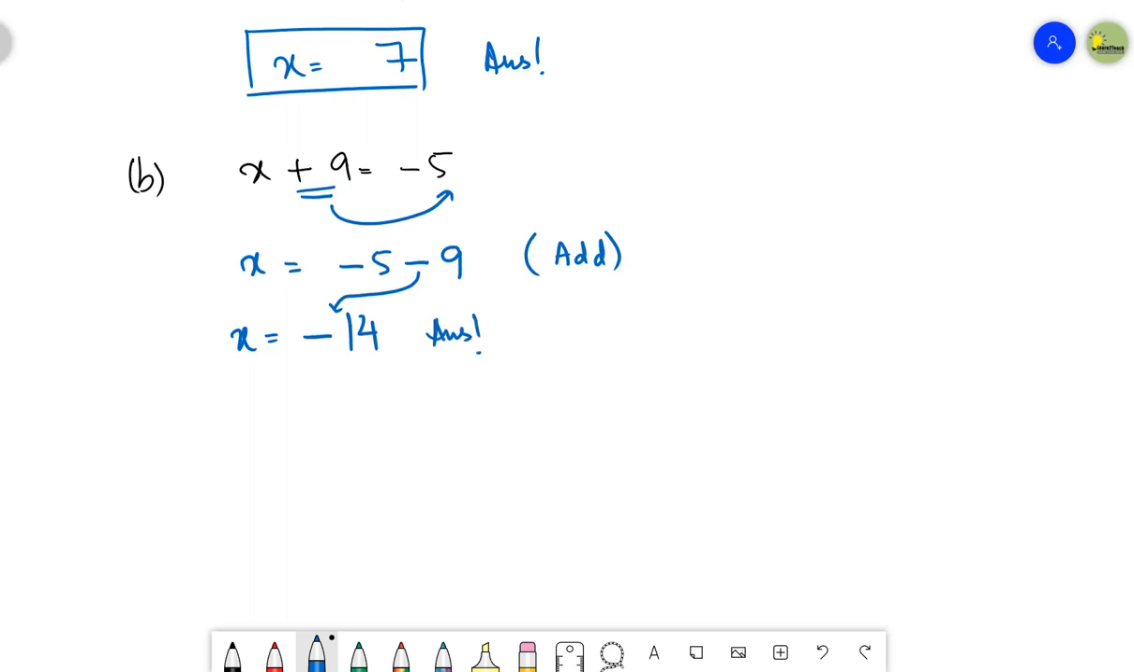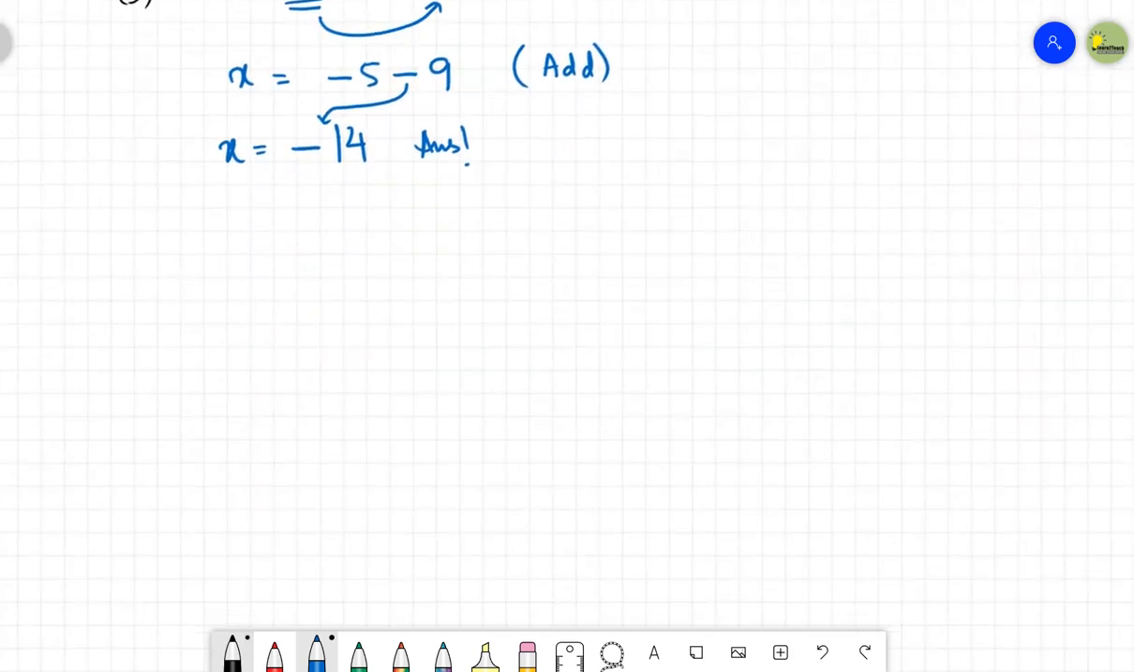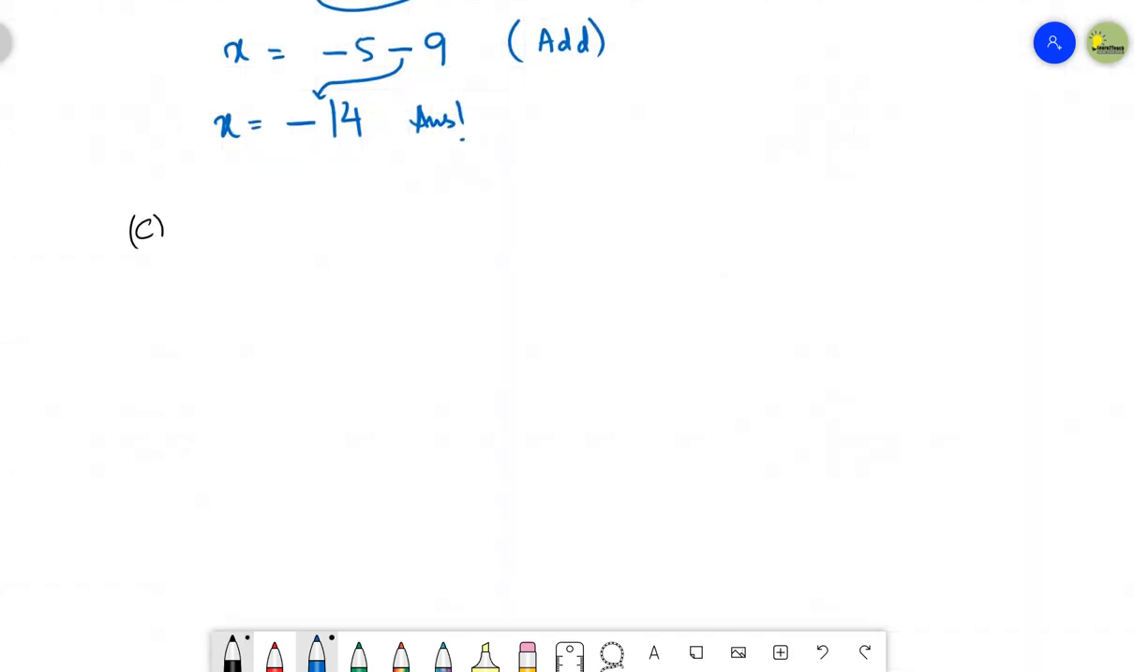This is the answer. It's a very simple thing. You need to move the unnecessary term to the other side of the equation so that you can find out the value of x. Let's do another part, part C. In part C, I have x minus 5 equals 17.